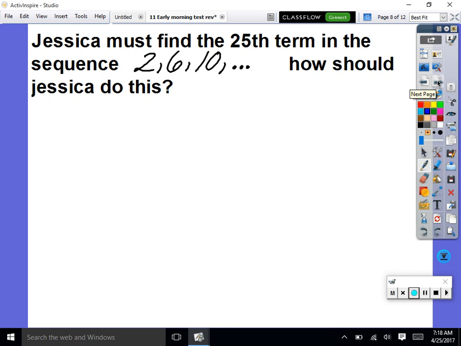It says Jessica must find the 25th term in the sequence. How should Jessica do this? If you put, she should just write out 25 terms, I'm going to mark it wrong. She should be using a formula, right? So she doesn't have to write out 25 terms. So you would say, well, Jessica, notice this is arithmetic. Isn't it arithmetic? Yeah. We're adding 4 each time, correct? This minus this equals this minus this. So you'd say, Jessica realized this is arithmetic. So she plugged it into the explicit formula.